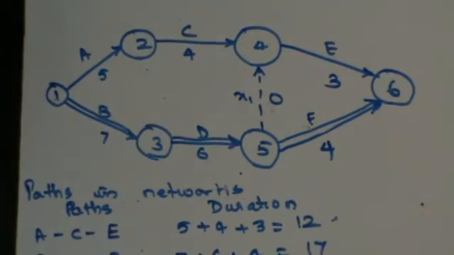Right? So that's how you represent your critical path. Fine? So it's shown by a double line arrow. Fine?